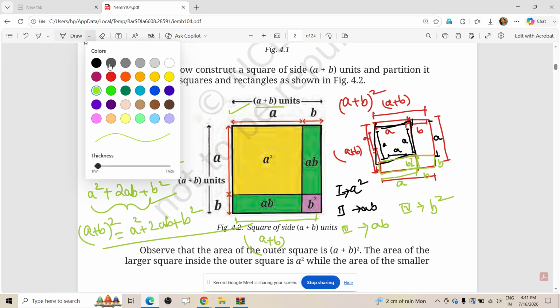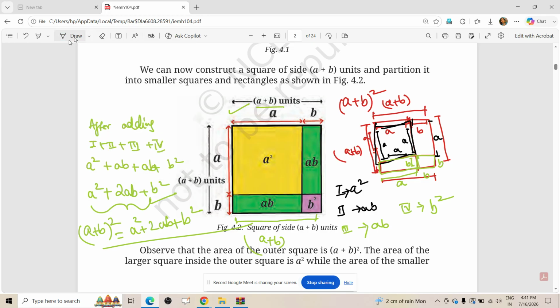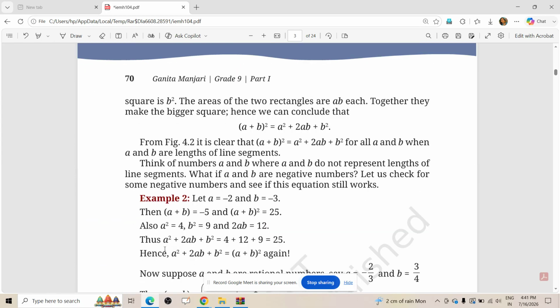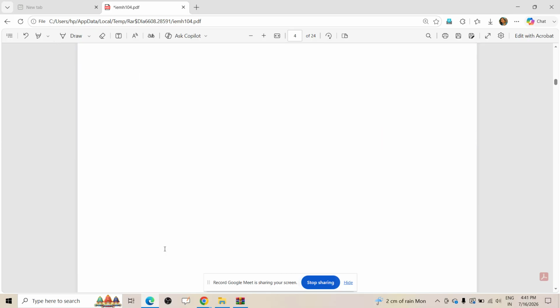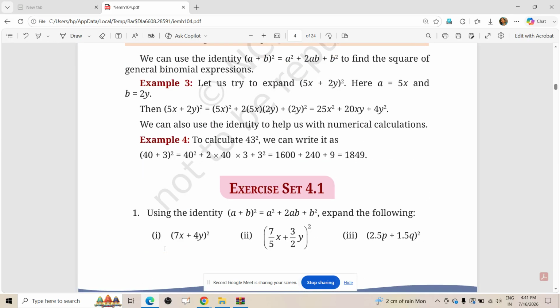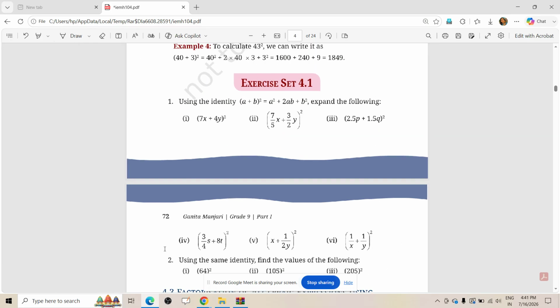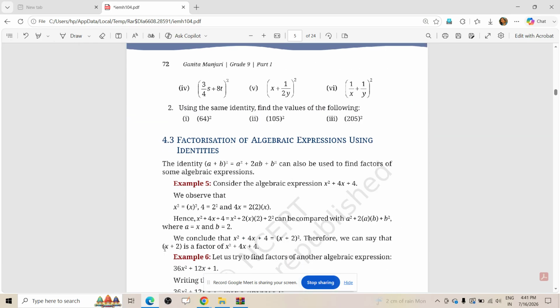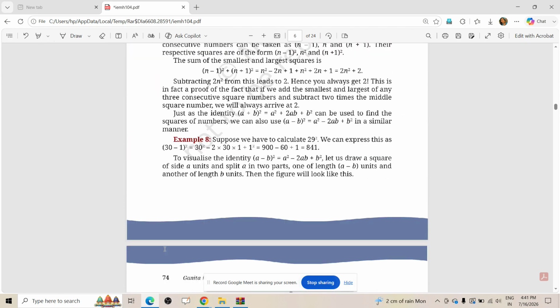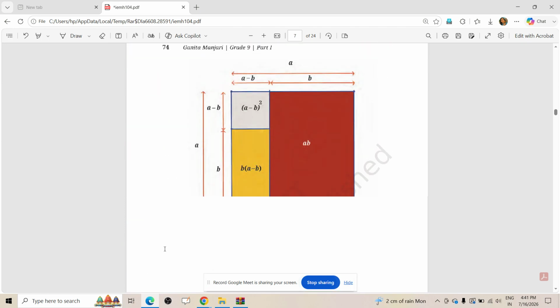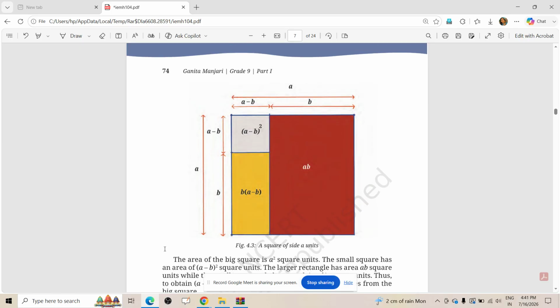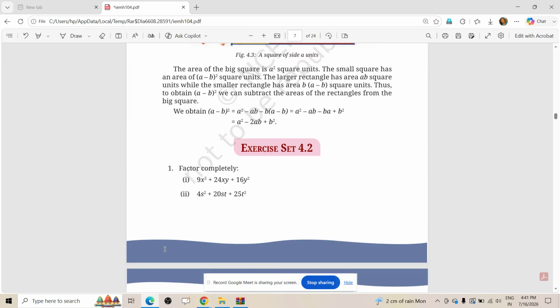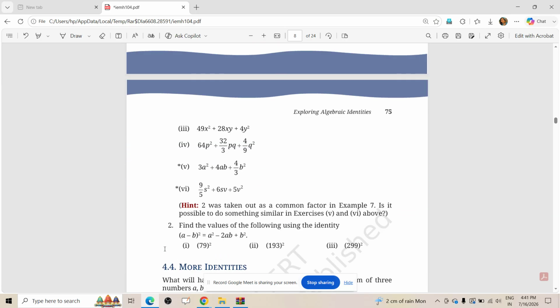Now do you have any doubt in this? Okay, great. So you have completed 4.1, right? Okay. And have you understood how it becomes the area of (a minus b) whole square? How does it come? Okay. And exercise 4.2, do you have any doubt in this?